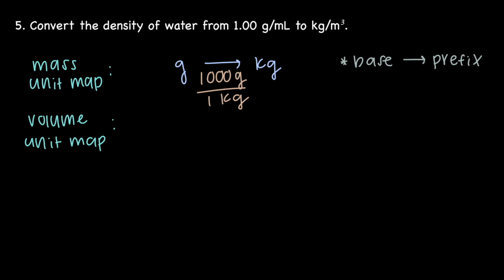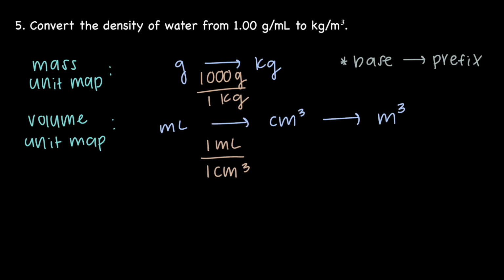To convert from milliliters to cubic meters, we can first convert to cubic centimeters and then cubic meters. There is 1 milliliter for every 1 cubic centimeter, and there are 100 centimeters in every 1 meter. We need to cube both top and bottom to make it cubic units.